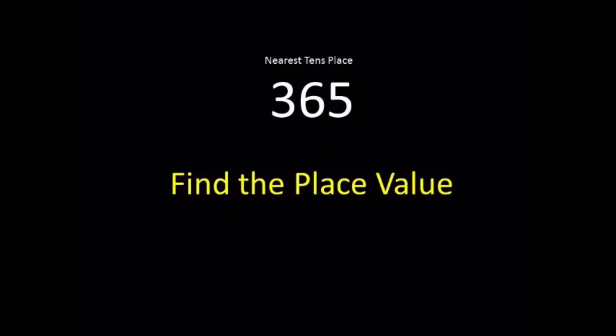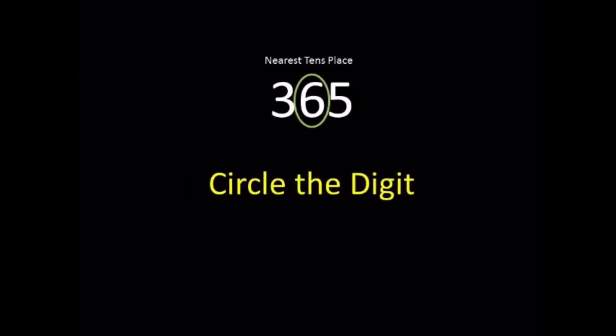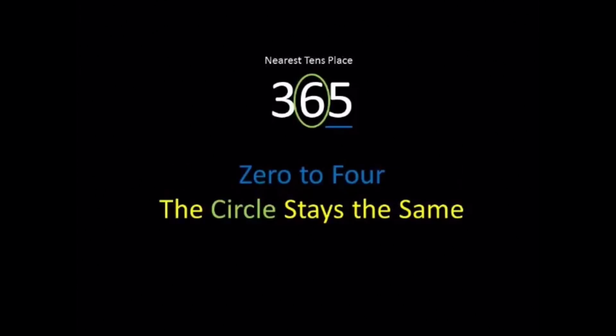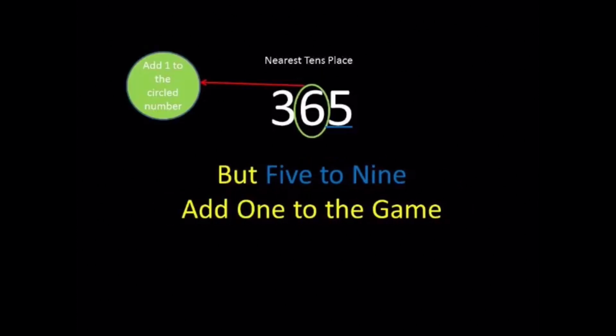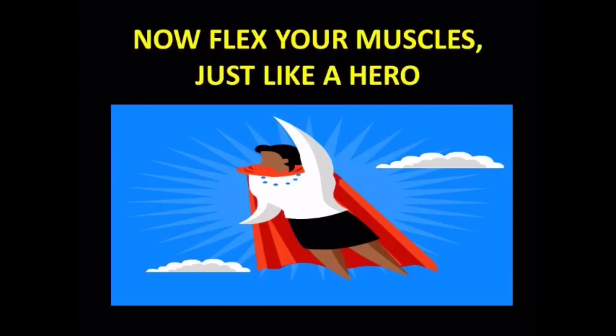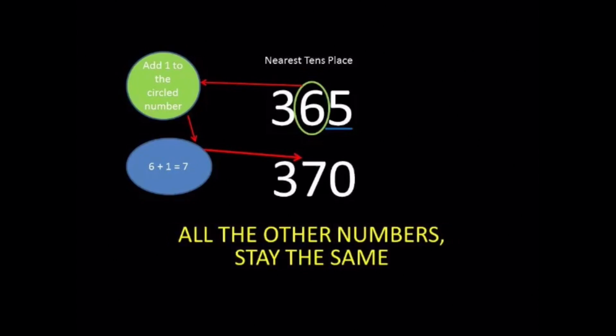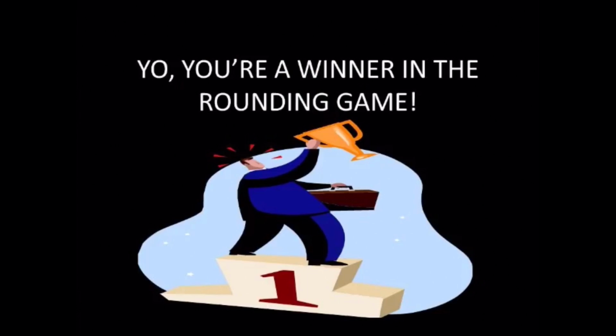Another thing that you can do is our rounding wrap. Find the place value, circle the digit, move to the right and underline it. 0 to 4, the circle stays the same, but 5 to 9, adding 1 is the game. Now flex your muscles, just like a hero. Digits to the right turn into zeros. All the other numbers stay the same. Yo, you're a winner in the rounding game.